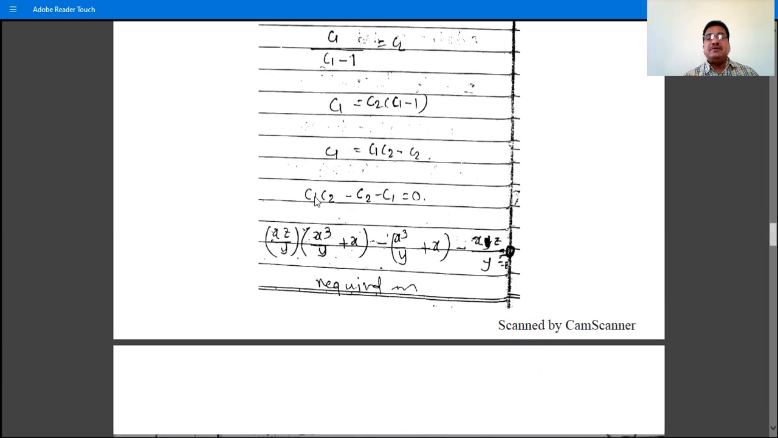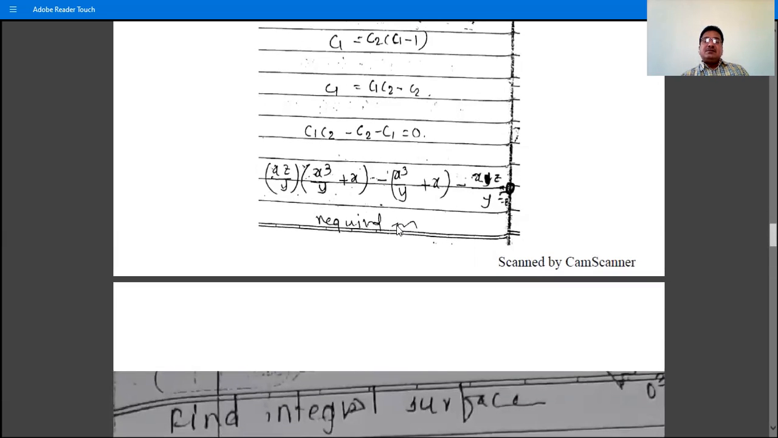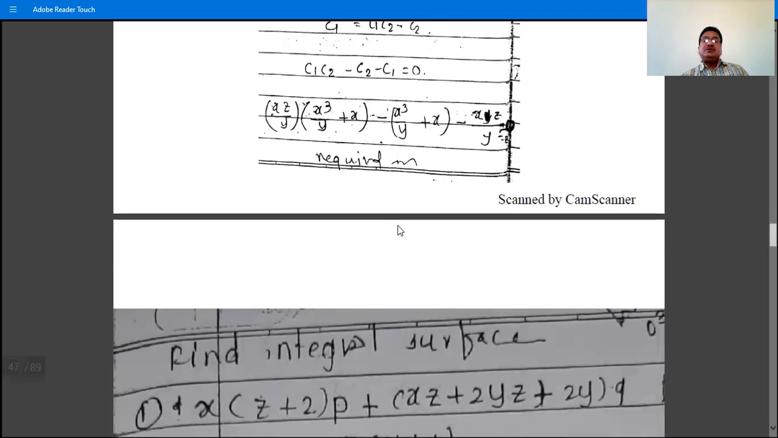And then substitute C1 as xz by y and C2 as x cube by y plus x. Similarly, here substitute C2 and here substitute C1. And this is the required integral surface, that is, the integral surface passing through the given curve.